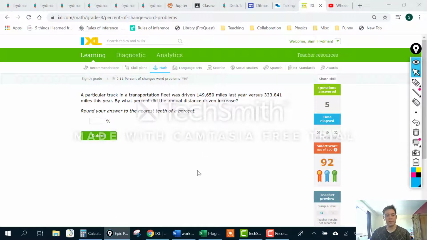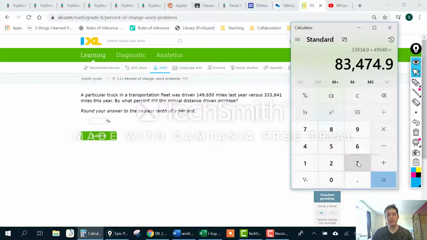All right, let's just do this one to practice rounding. So this is another find the percent of change problem. This is the last problem that we'll do here. A particular truck in a transportation fleet was driven 149,650 miles last year versus 333,841 miles this year. So this is my original value since it was last year. This is my new value since it was this year. Okay, by what percent did the annual distance driven increase?